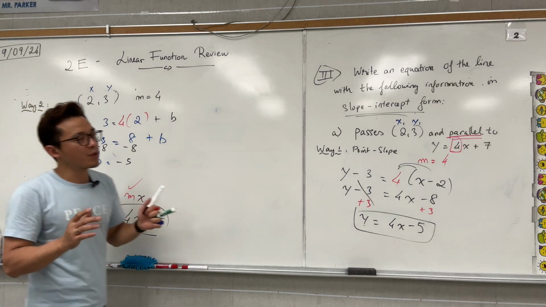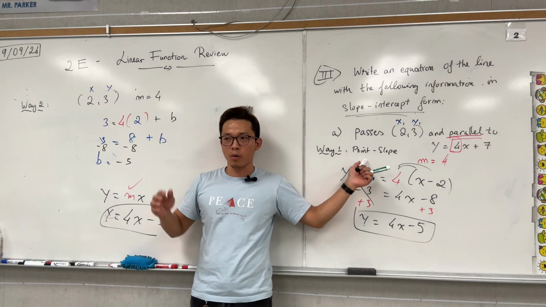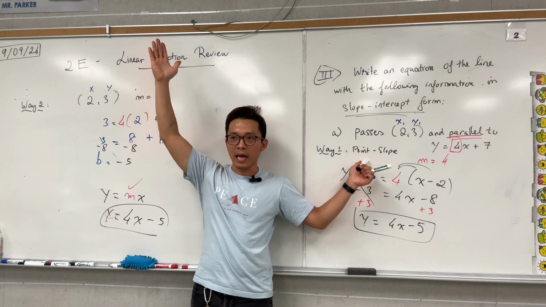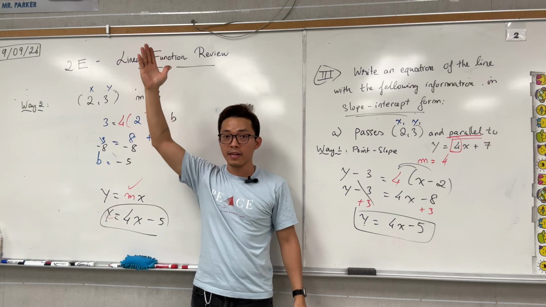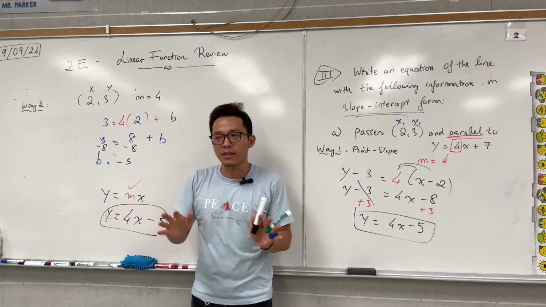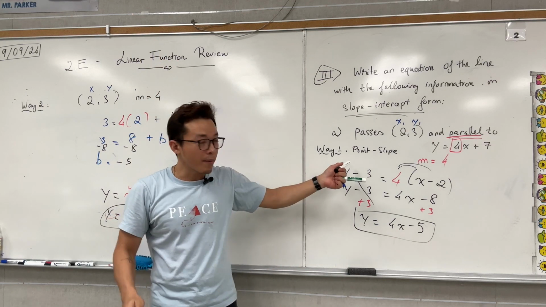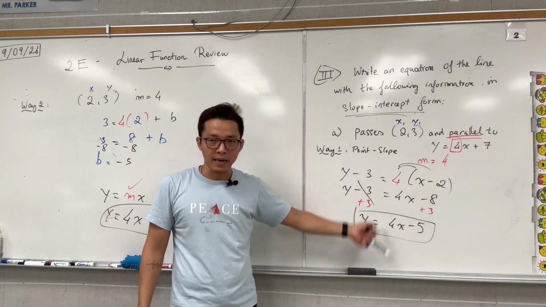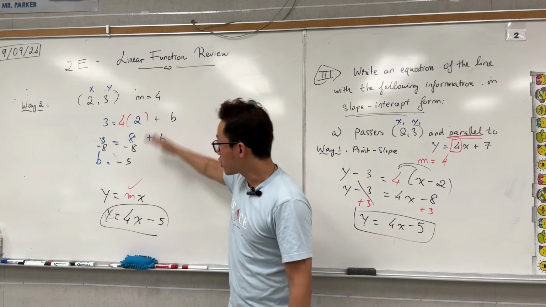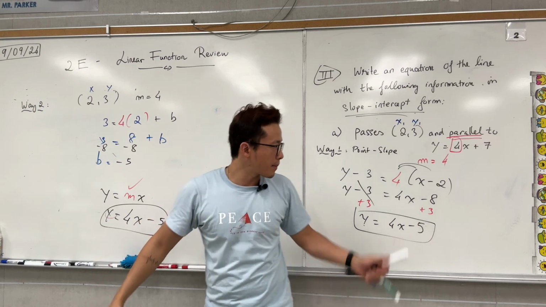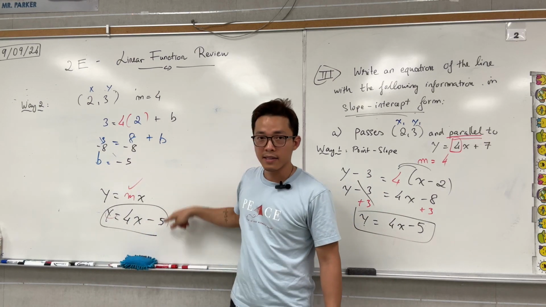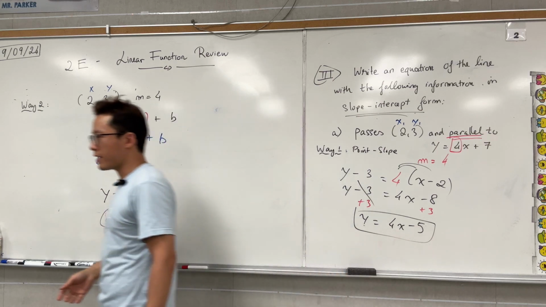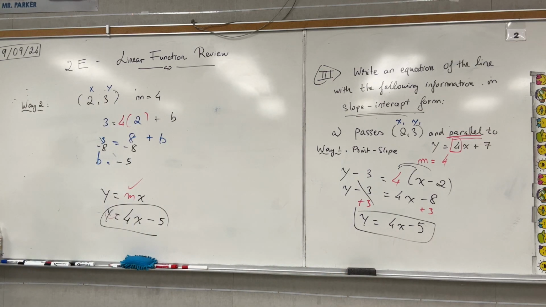How many of you think way 1 is better? Point slope is better. How many of you think way 2 is more comfortable for you? Okay. So no matter which way you choose, as long as you get a correct answer. This way may be faster because you just plug it in and get it in one shot. This one is easier to calculate. You don't have a lot of things going on here. But then at the end, you need to plug it in. So either way, it's fine.